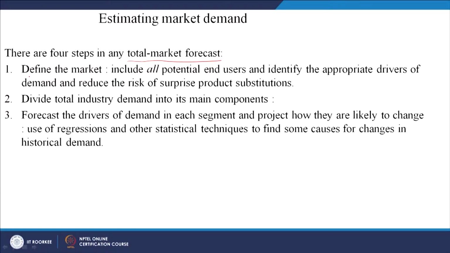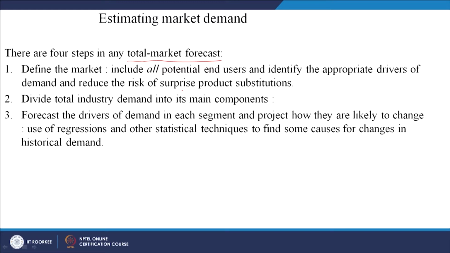So, there are 4 steps. The first step is to define the market. What does define the market mean? It means include all potential end users, identify the appropriate drivers of demand, and reduce the risk of surprise product substitutions. Now, what do I mean by that?